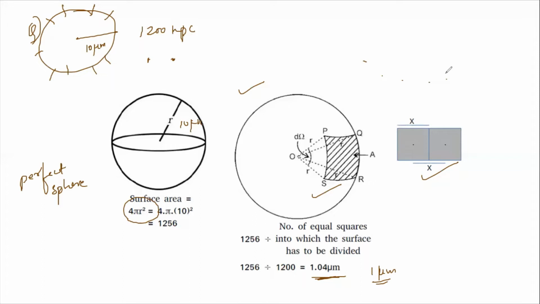No, ma'am. I just directly divided it by 1200 and got my answer. It was simple. I didn't think that much like Akshay and Shruti. I just directly divided it.